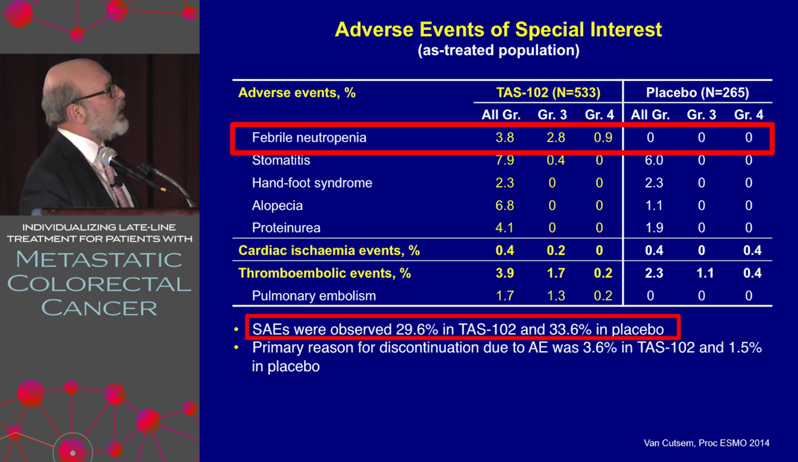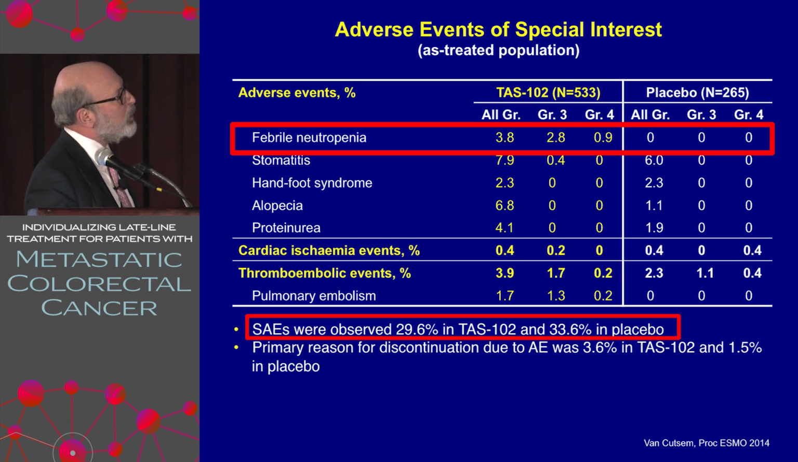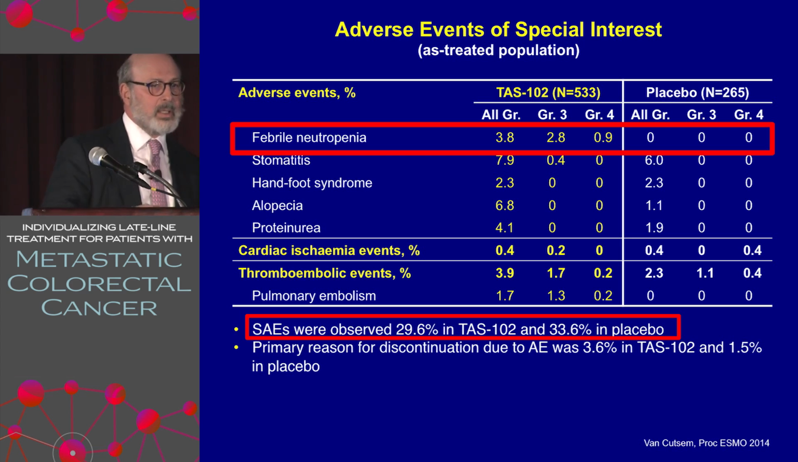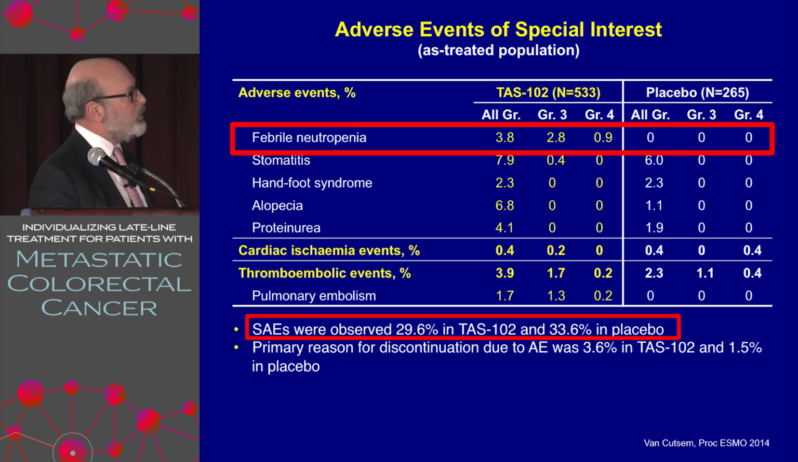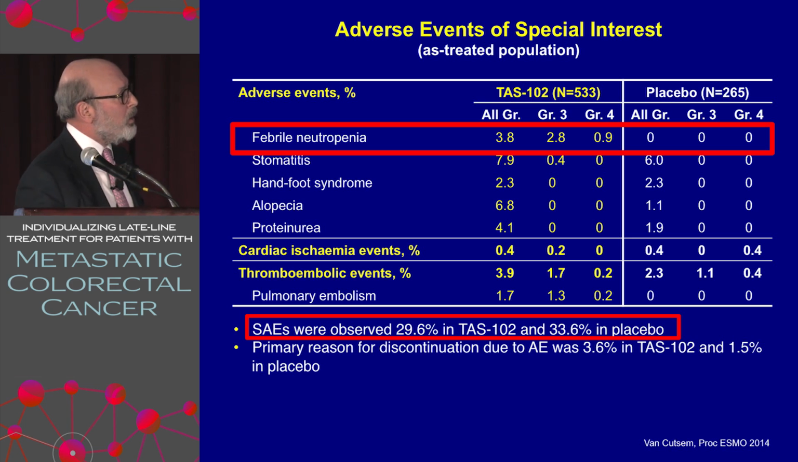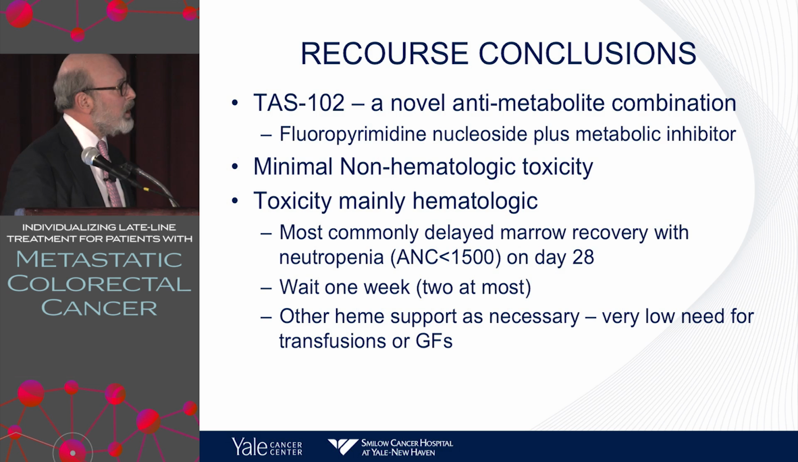And what you find in practice is that mostly what you're seeing here are people who have delayed marrow recovery, so they have somewhat grade 2 or grade 3 neutropenia. It usually takes an extra week for the white count to recover, given the current schedule that they've proposed, the 10 days on and then the 2 weeks off. And overall, serious adverse events were seen just as frequently in the placebo group compared to the treatment group, so that is worth noting as well.